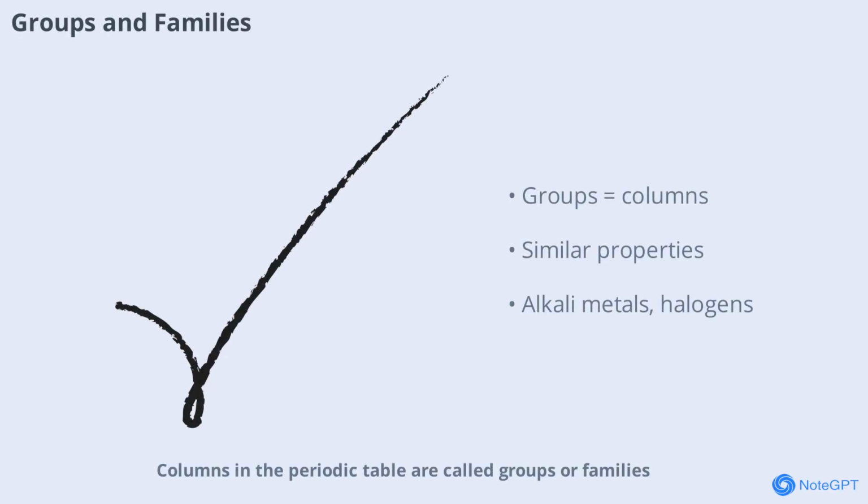Columns in the periodic table are called groups or families. Elements in the same group share similar chemical properties because they have the same number of electrons in their outer shell. For instance, all elements in group 1 are called alkali metals and are highly reactive, especially with water. Group 17 elements, known as halogens, are also very reactive. Recognizing these families helps chemists predict how elements will behave in reactions.